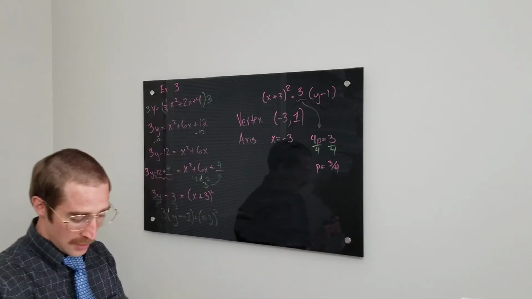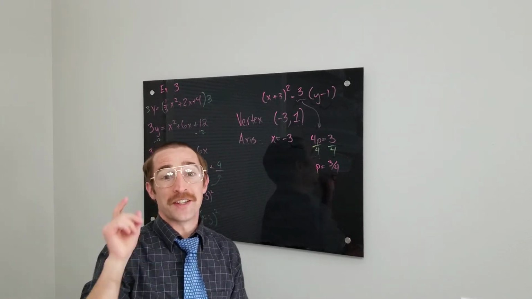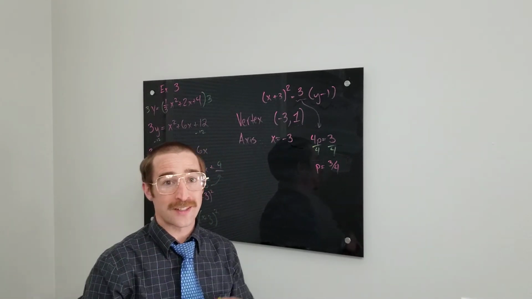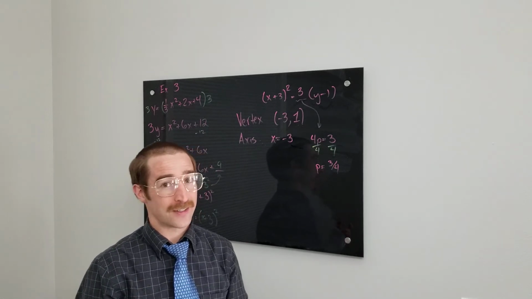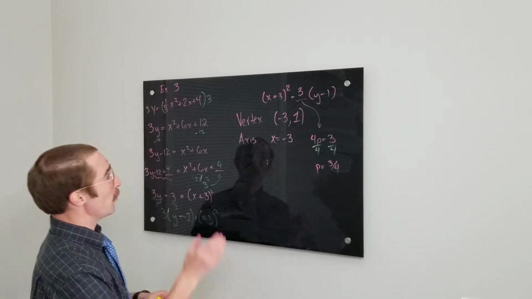3/4. That's not our vertex or our focus or our directrix. That is the distance from the vertex to the focus, or the vertex to the directrix. So now looking at this graph, the graph is going to open up.